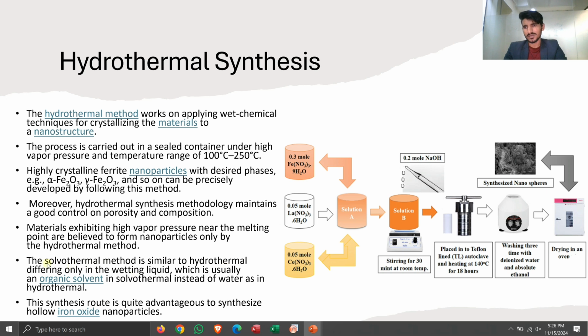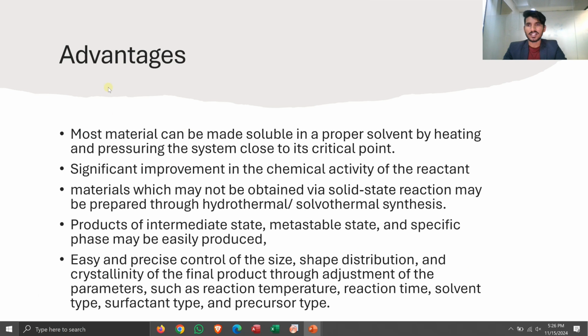So the solvothermal method is similar to the hydrothermal method. The wetting liquid is different. You can use an organic solvent instead of water, and the synthesis route is quite advantageous. So this synthesis route is actually quite advantageous if you want to synthesize iron oxide nanoparticles. So moving on towards the advantages and disadvantages of this hydrothermal method. So first of all, the advantages.